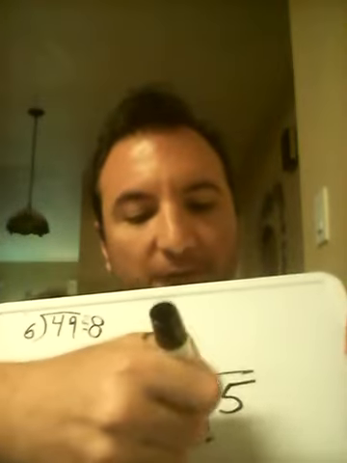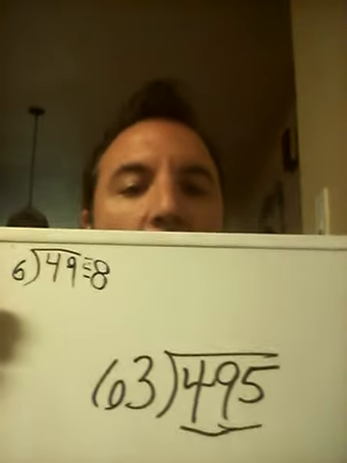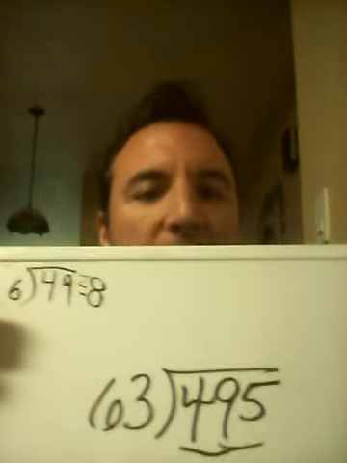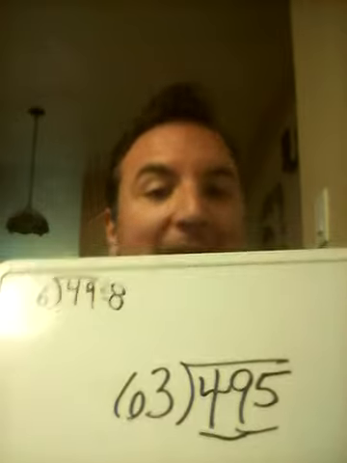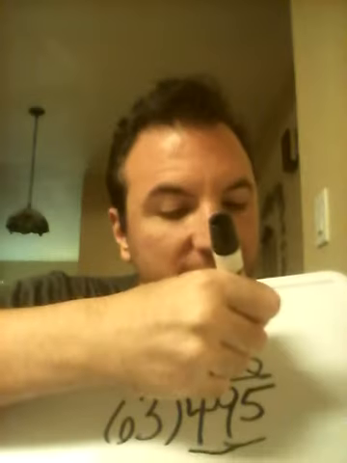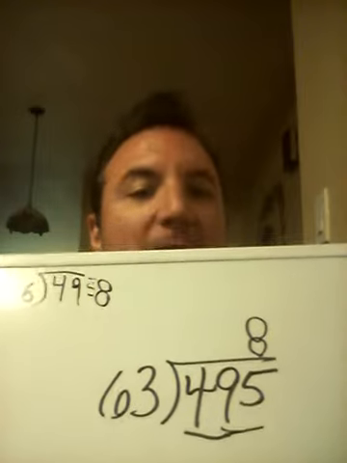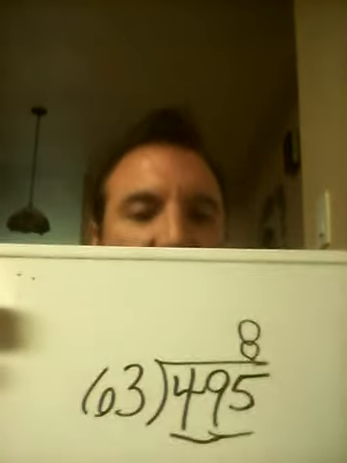So I go one step further to the 5. Remember, I keep everything I have here. And now I ask myself, first of all, can 63 fit into 495? Of course it can. 63 is small enough to fit into 495. So that's where I'm going to put my 8, above the 5, because that's where it starts to fit. Okay? So my first digit of my answer is going to be an 8. Now I'm going to erase my imaginary area right here and get back to the problem.